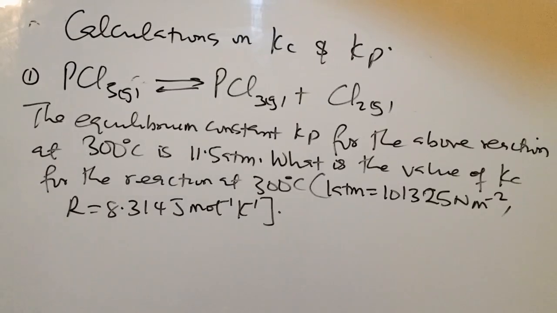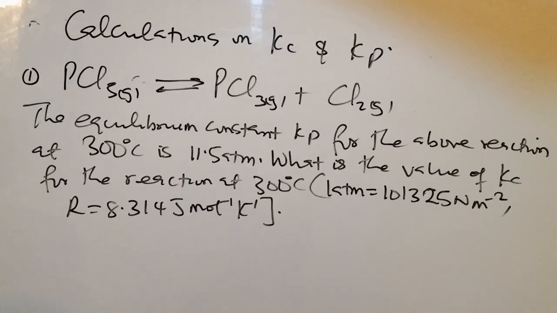The next we're going to look at is calculations on Kc and Kp. We have an equation where phosphorus pentachloride is decomposed to phosphorus trichloride and chlorine gas. The question is: the equilibrium constant Kp for the above reaction at 300 degrees Celsius is 11.5 atmosphere. What is the value of Kc for the reaction at 300 degrees Celsius? In brackets, 1 atmosphere is 101,325 Newton per meter squared. The gas constant in standard units, joules per mole per Kelvin, is 8.314.